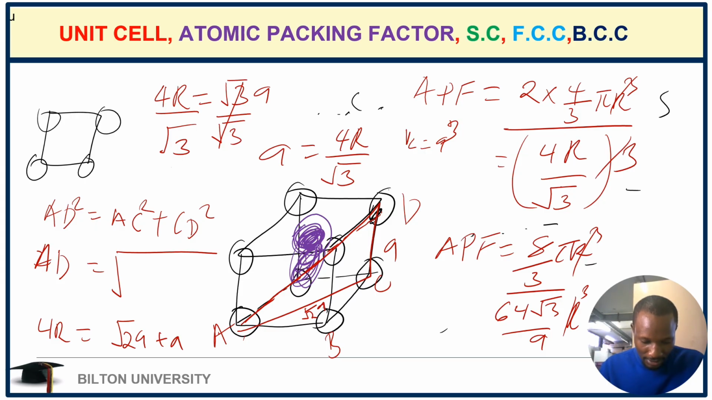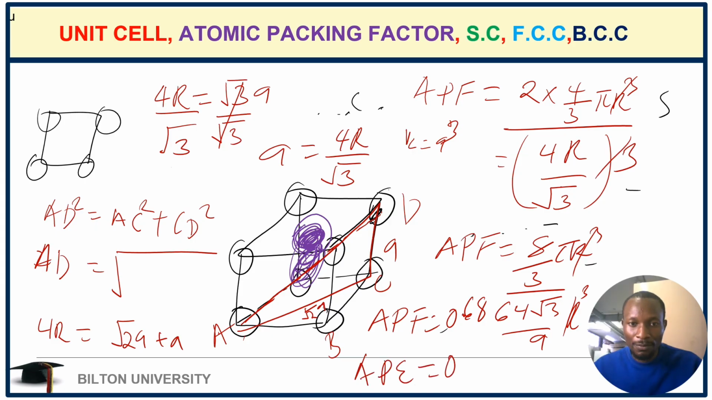If you have 8 over 3 pi, divided by this, the answer gives us 0.68. So our A.P.F, atomic packing factor, is equal to 0.68. It tells us that out of the entire volume, 0.68 of the volume is occupied by the atoms, leaving 0.32 of the unit cell volume unoccupied. Therefore, the atomic packing efficiency is 0.68 times 100%, which gives us 68%. So that's the atomic packing efficiency of B.C.C, which is 68.